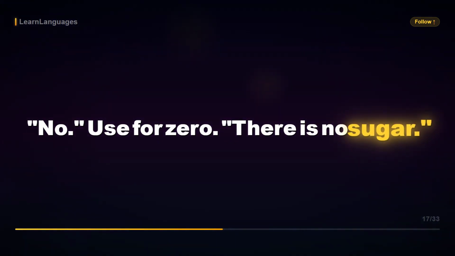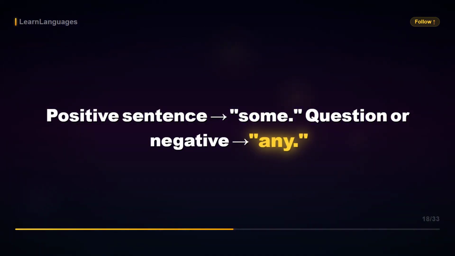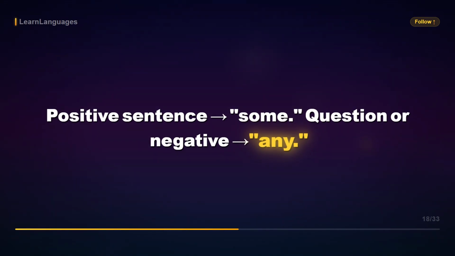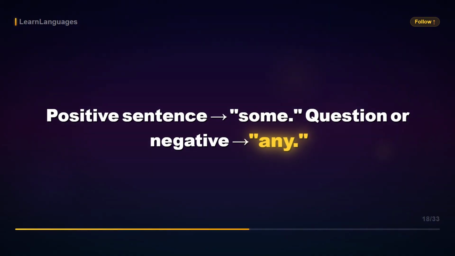Quick rule. Positive sentence, some. Question or negative, any. 0, no. Simple. Practice with 3 sentences right now.